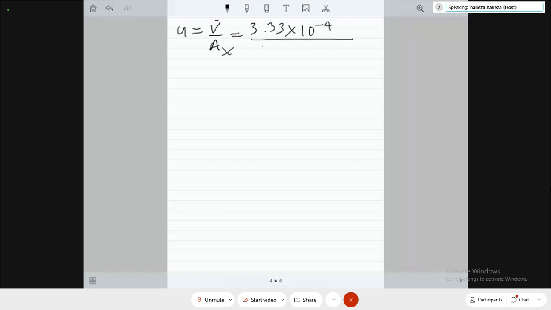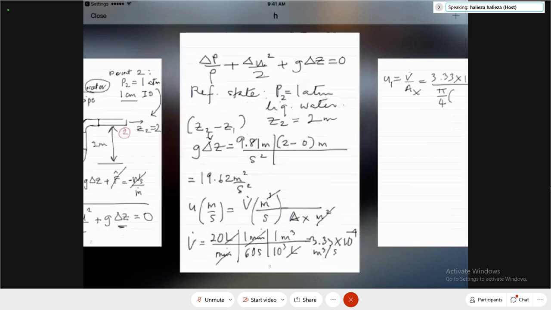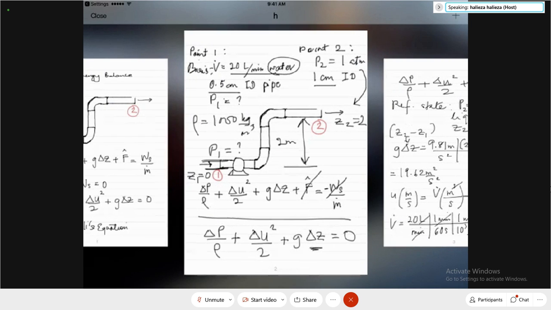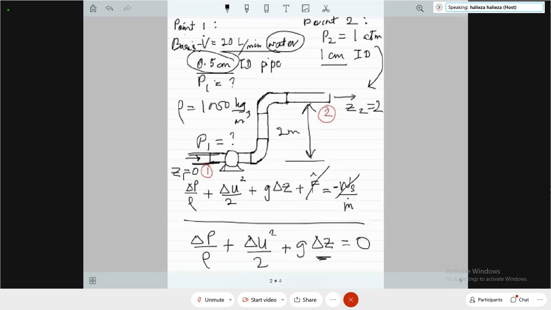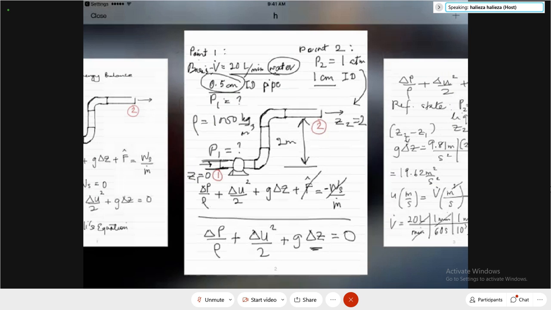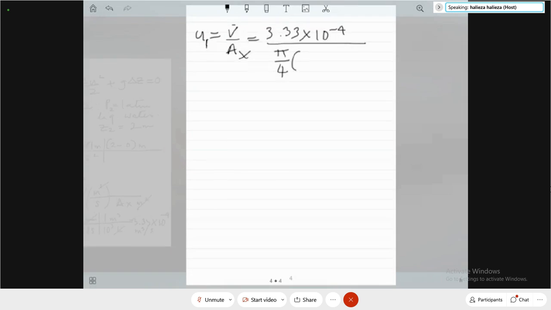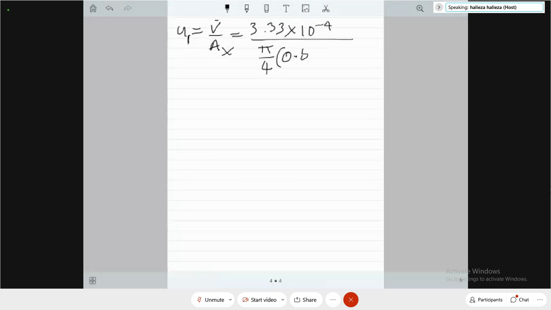Okay, cross-sectional area is pi over 4 times the diameter squared. So if you want to get the velocity at location 1, you'll be looking at the diameter at location 1. The diameter at location 1 is 0.5 centimeter. So that's 0.5 centimeter times 10 to the power minus 2, squared. That's your cross-sectional area. So you should be able to get your velocity in meter per second.